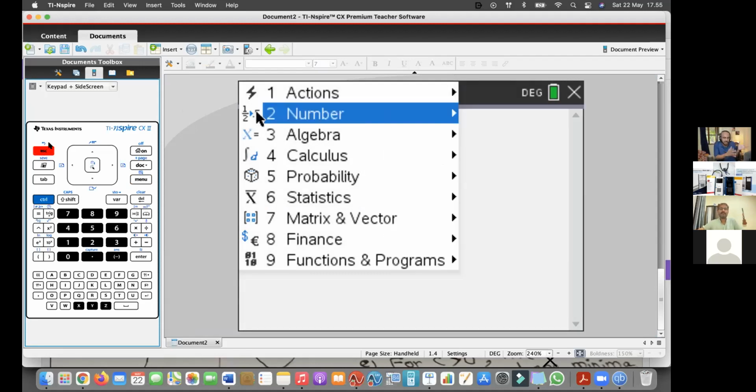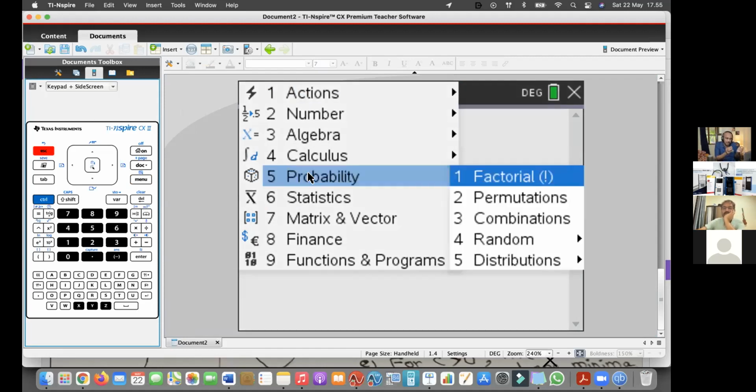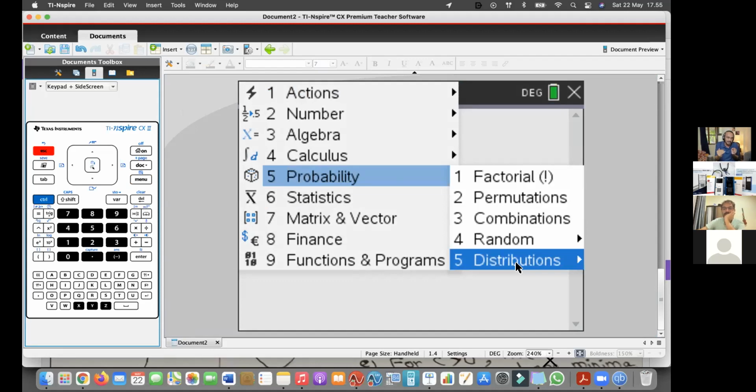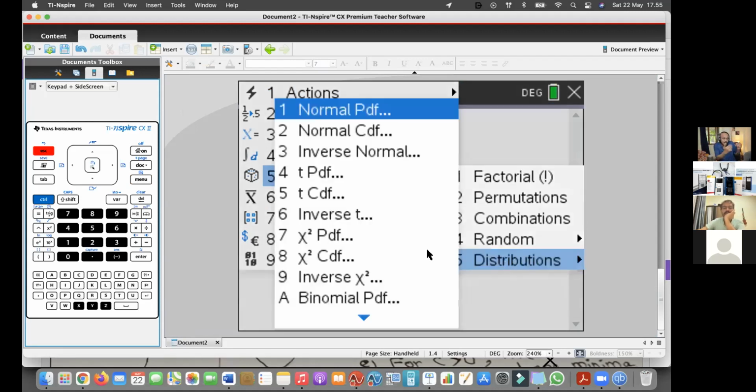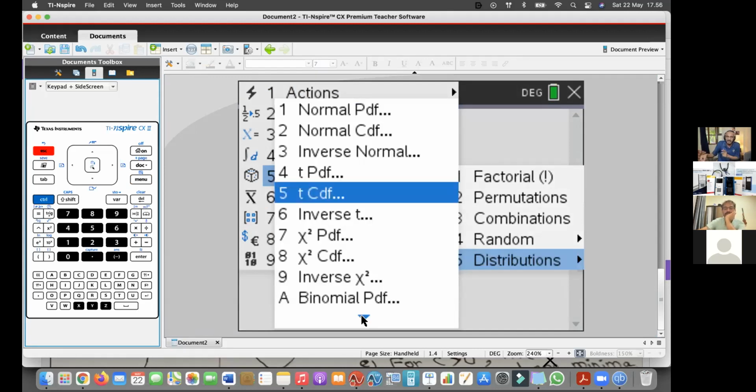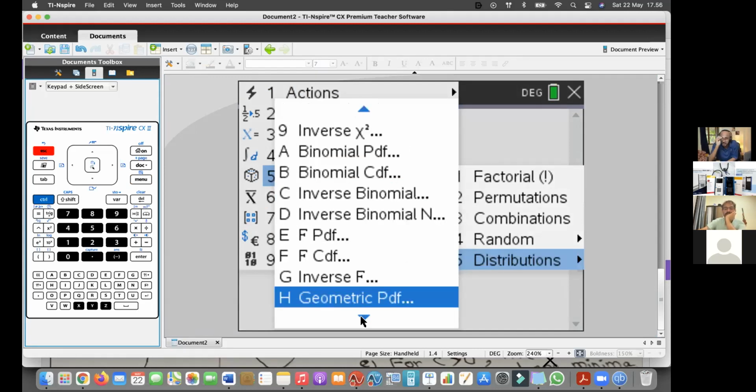So let's say you're on a calculator page, and suppose you wanted to do something on probability. You wanted to find a probability distribution. So you go on the menu and you go on the word which says probability. And you know that you want to do something with distributions, so you go to the word which says distribution. Then you can choose which one you want to do, whether normal PDF or normal CDF. And for me, that is being very user-friendly.